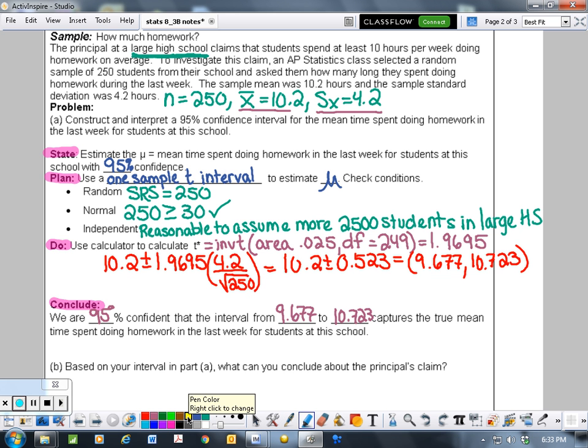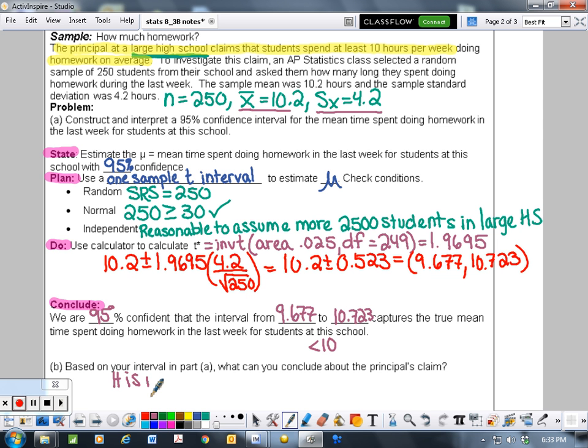Based on your interval, what can you conclude about the principal's claim? So what was the principal's claim? The principal at a large high school claims that the students spend at least 10 hours per week doing homework on average. So do they spend at least 10 hours per week? When I look at this interval, 10 hours per week is in the interval, but could they actually spend less? Are there any numbers in my interval that are less than 10? And yes, there are.